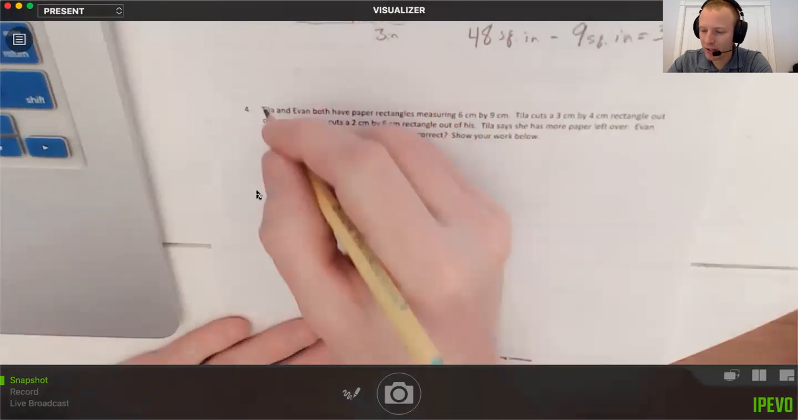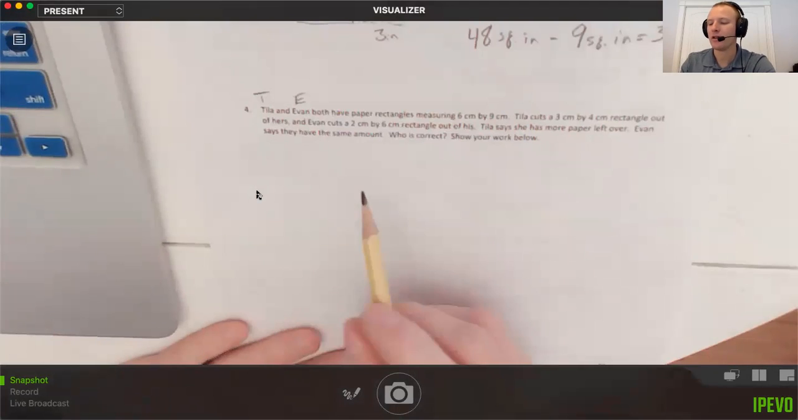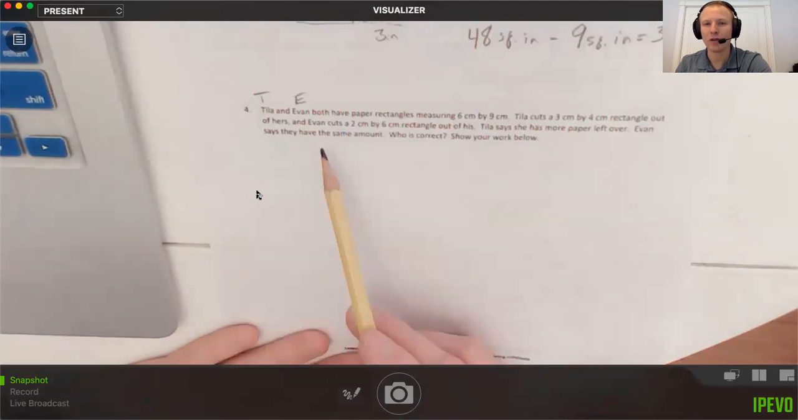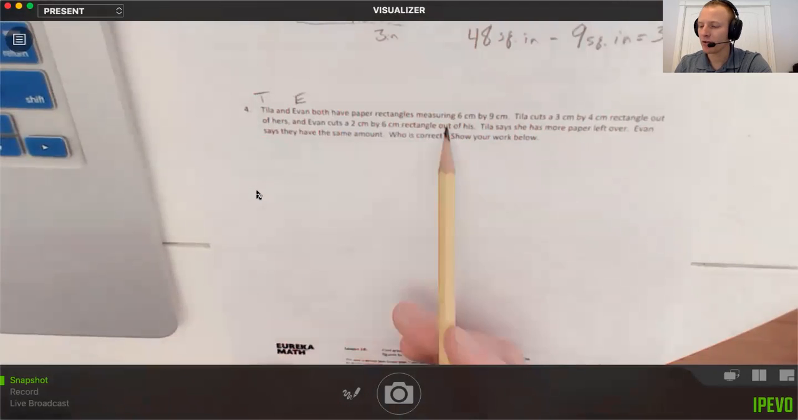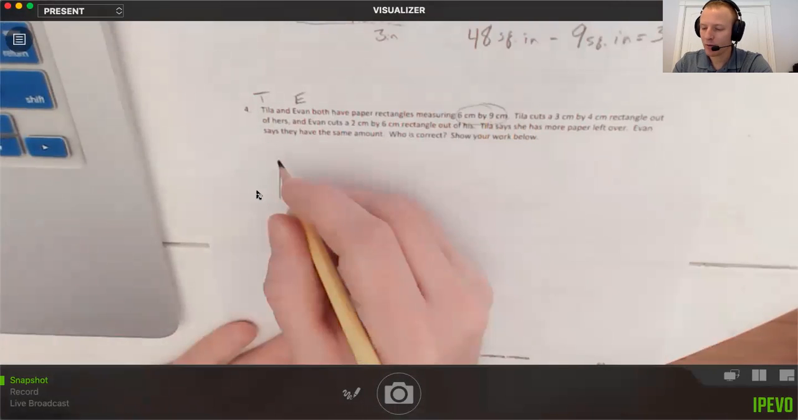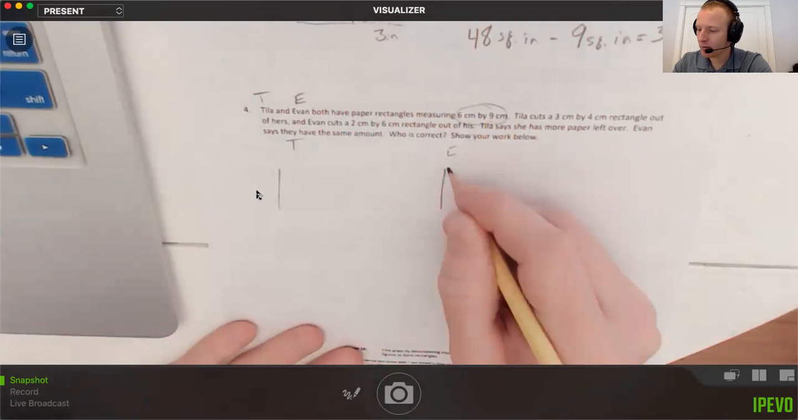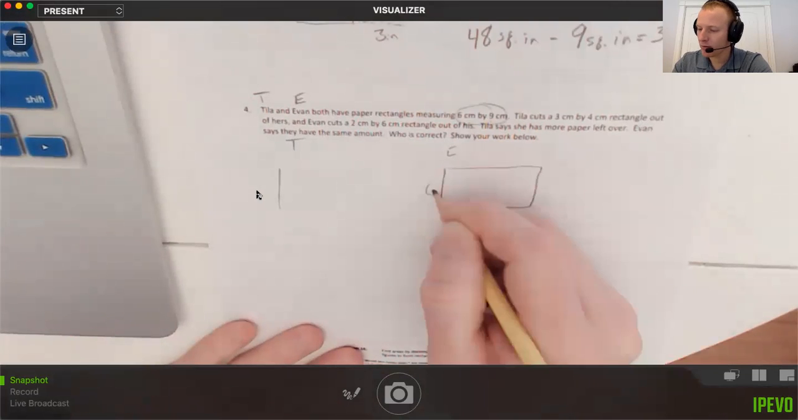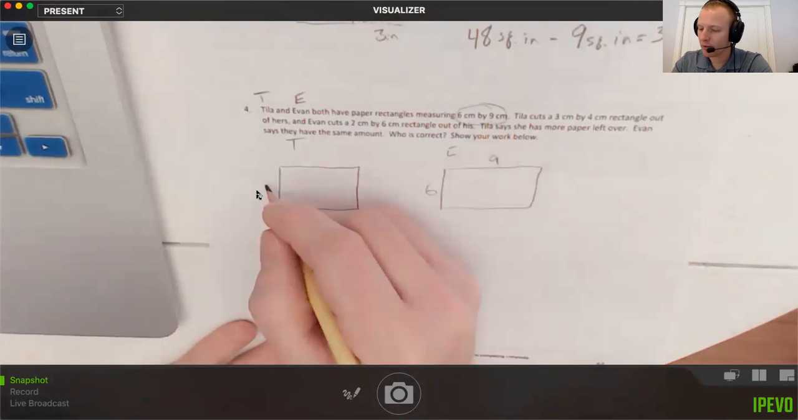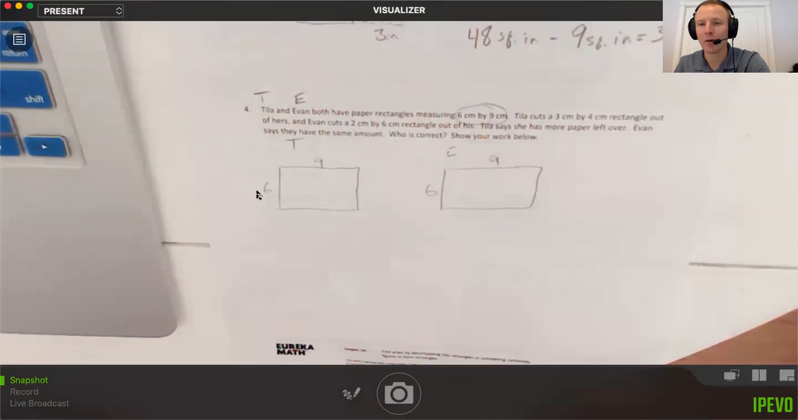All right, let's call them T and E. You know how we don't want to let names get in the way of our problem solving in math. So T and E both have paper rectangles measuring 6 centimeters by 9 centimeters. So they're both starting with the same thing. So I'm going to do T and E. They both have rectangles 6 and 9. I know my rectangles aren't exactly the same size, but the numbers are labeled the same, so that works.